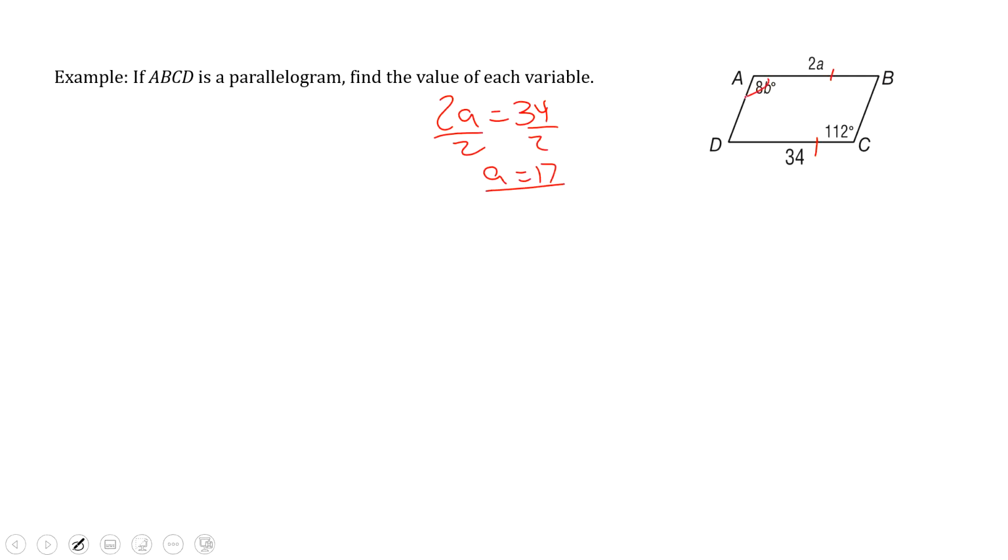Opposite angles are congruent. 8B equals 112. That's all we're doing. We're dividing by 8. I'm left with B equals 14. That's all this chapter is going to be. So we're de-emphasizing proof, so I don't have to prove that that's a parallelogram. We're just going right into it. It is. Do what you need to do with it.